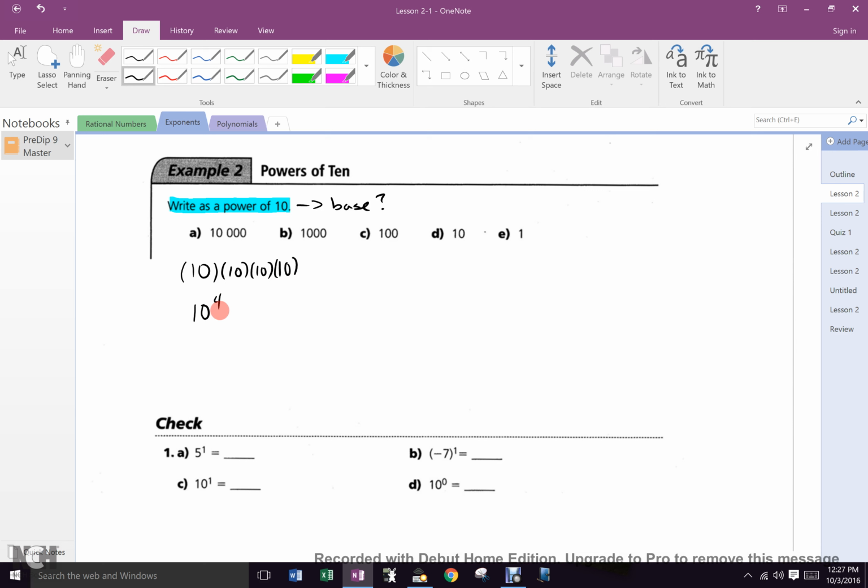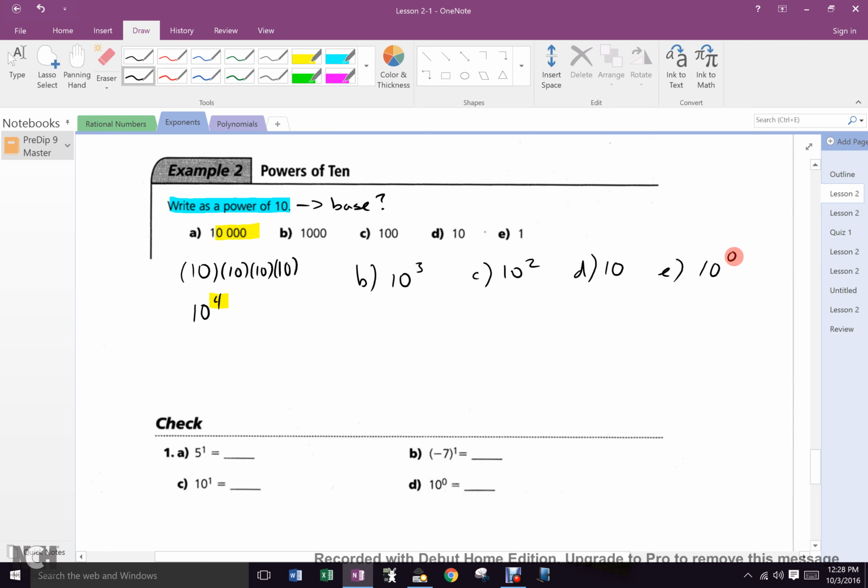Thank you. What's the shortcut? 4 zeros, exponent of 4. So what's B? 10 to the power of 3. What's C? 10 to the power of 2. What's D? 10 to the power of 1. Do we ever write 1? No. And what's E?